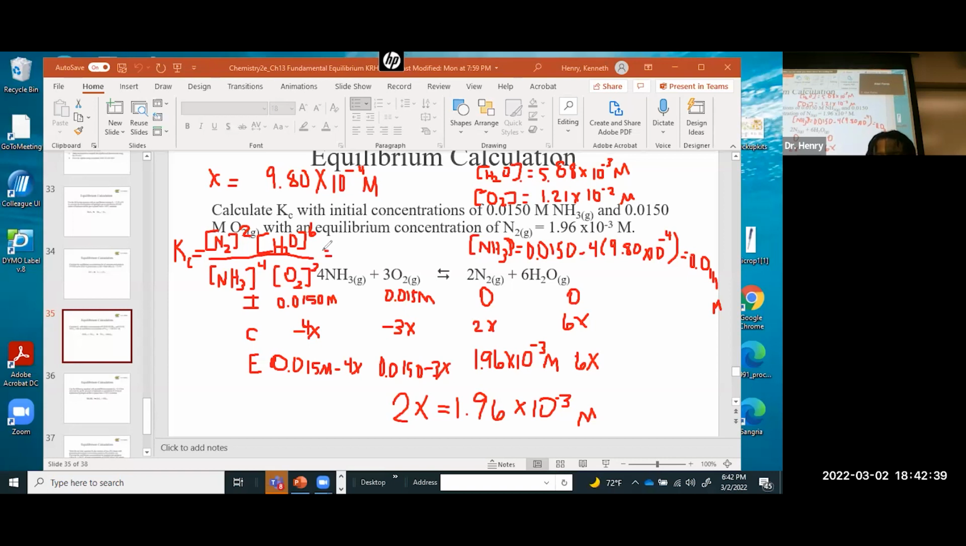Okay, so then we plug in our numbers. So we have for nitrogen 1.96 times 10 to the minus 3, and that's going to be squared, times water, which is 5.88 times 10 to the minus 3, and that's going to be to the 6th power.